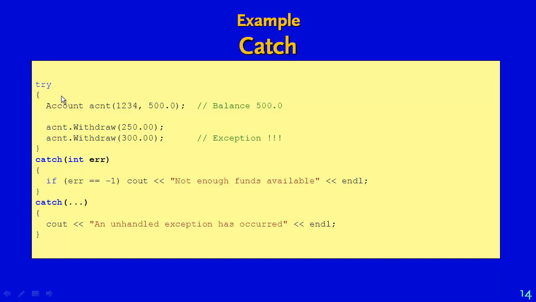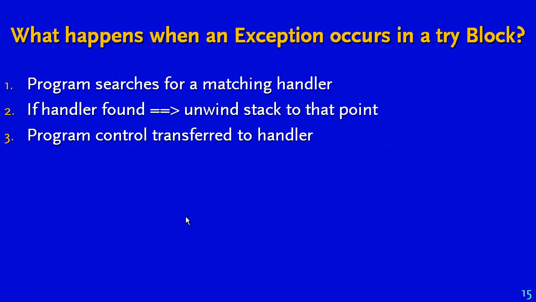So here again is my try block, of course. The corresponding catch blocks: he looks first of all for the error integer. So if it's an integer, -1, not enough funds available, you see. So this one is presumably thrown. And then if some other exception occurs, I catch everything. So somewhere an unhandled exception has occurred. So it's really bad news.